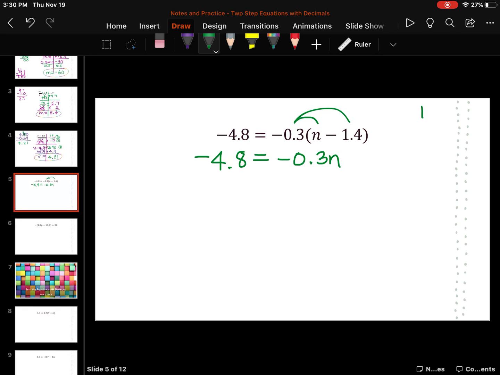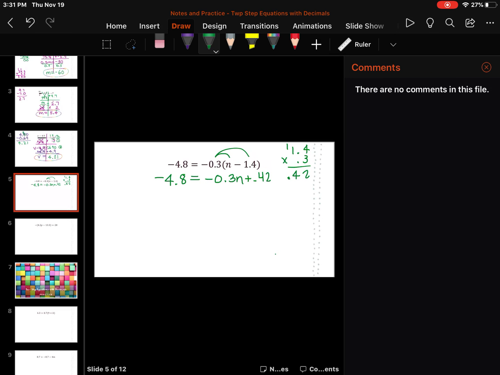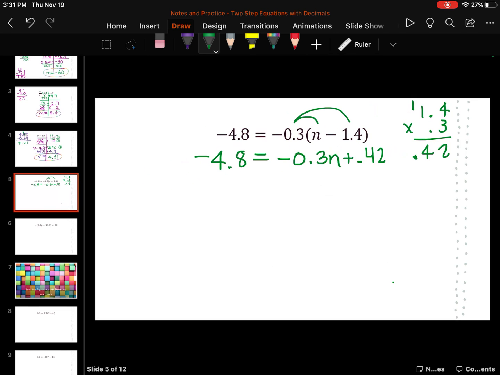Off to the side, I'm going to do it. 1.4 times 0.3. 3 times 4 is 12. Carry the 1. 3 times 1 is 3. Plus 1 is 4. Got to move our decimal point 2 places. And it was a negative times a negative, so it's a positive 0.42. Back in our problem. Sorry about that.